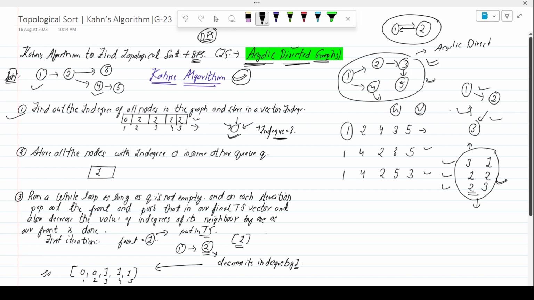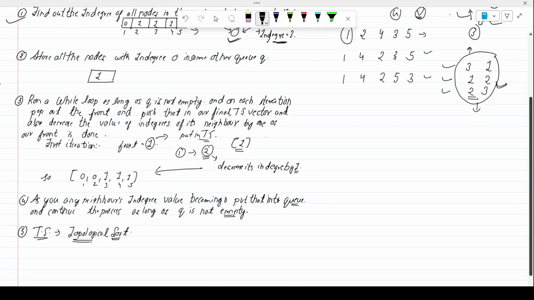So the in degree that we wanted. Now what do you want to do on the next step? You want to find out all those nodes which have an in degree of 0 and store them in a queue. It is a lengthy process, so bear with me. So I'll store them in a queue. On iterating, one is the only node here which has its in degree as 0, so I'll store that in a queue.